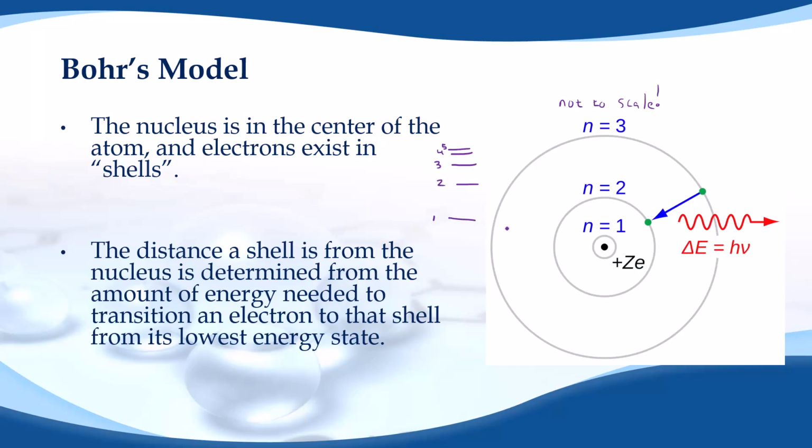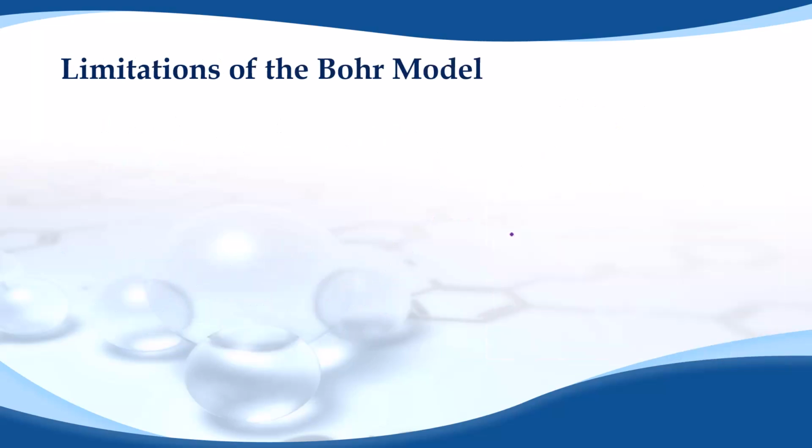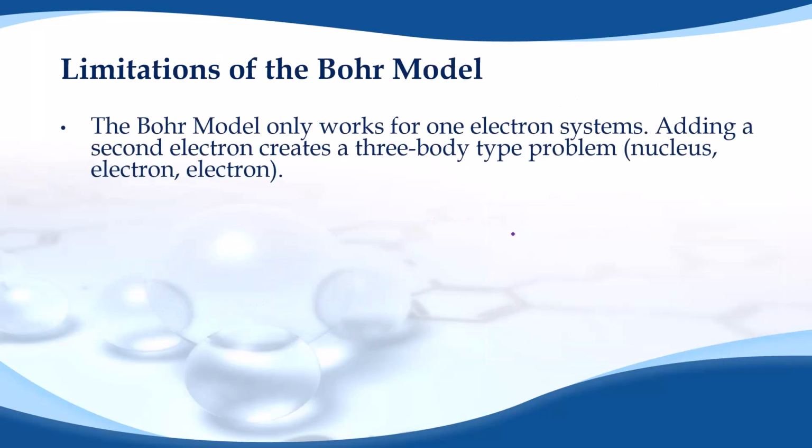Now, this model is fantastic. It's what you used for freshman year bio. It still works really well for a lot of the things that it does, but there are some limitations. The first and most major limitation of the Bohr model is that it only works for systems that have one electron. The reason why is because when you add a second electron, you create this classic three-body problem from physics, because you have the nucleus as one particle, and then your two electrons, and it's extremely difficult to solve.